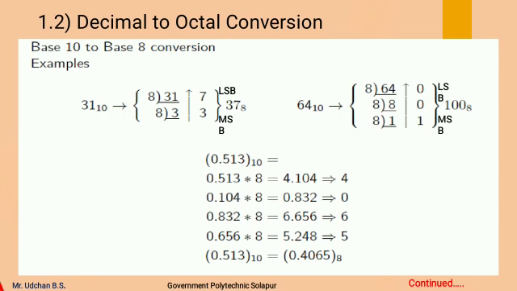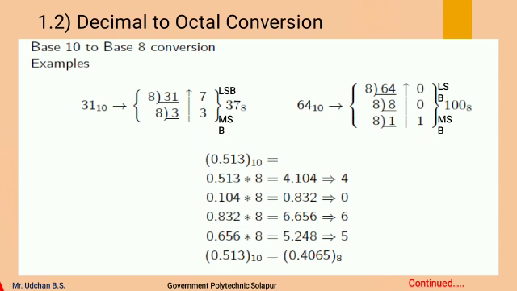Next conversion is decimal to octal conversion. For performing decimal to octal conversion, we are going to divide the given decimal number by 8, and we are going to multiply the given fractional decimal number by 8. In this there are three examples.